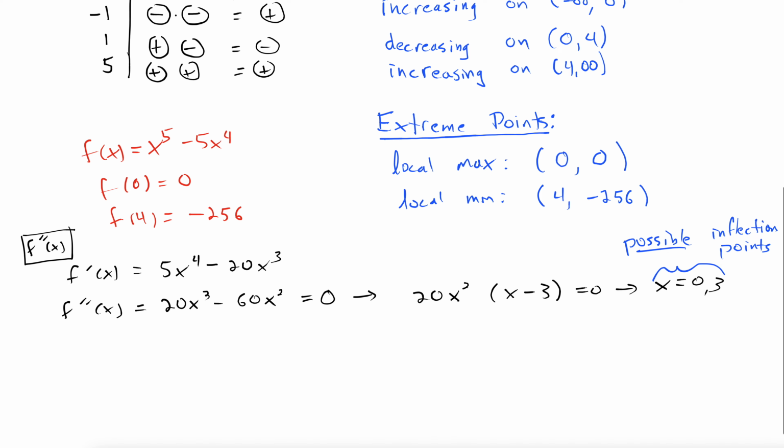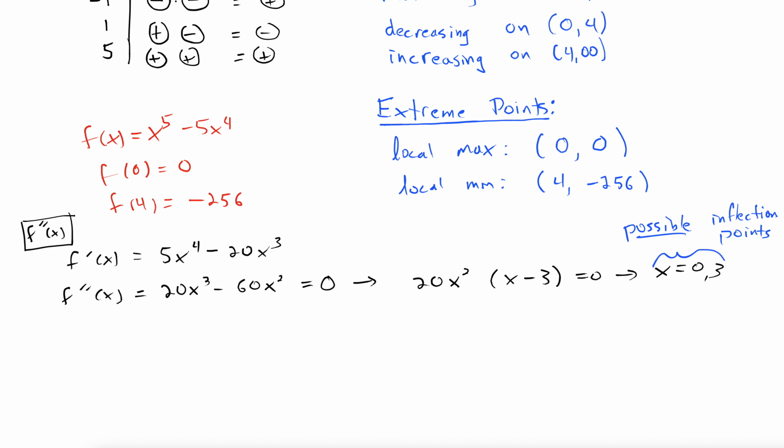Let's use a sign chart to figure out if they are inflection points. This will be analogous to what we did with the first derivative. So we draw our line here and define these regions. Here we have something at 0 and again at 3. I'm just taking big chunks.